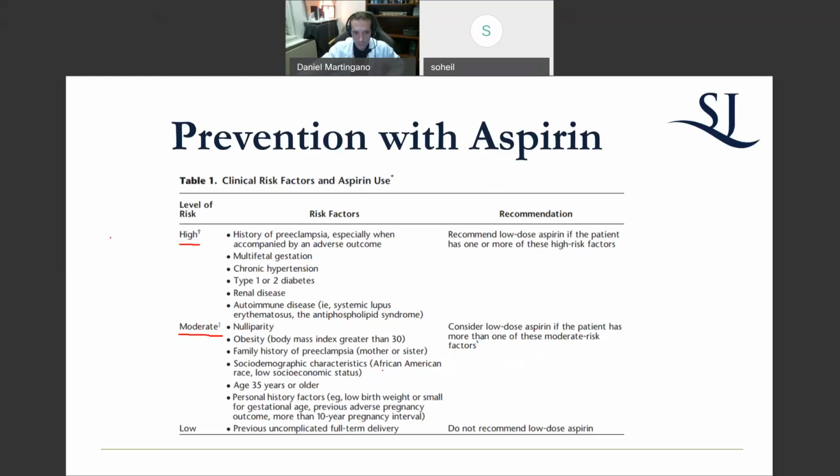Okay. But you can appreciate if you look at the moderate risk factors, age greater than 35, African American race, low socioeconomic status, history, obesity. I mean, this is like the majority of our patients here at this clinical site. Nulliparity. So, I mean, most patients rule in for at least a moderate risk, which means they're going to get a low dose aspirin. Okay. And obviously, a high risk patient, if they have multifetal gestation, if they have chronic hypertension, because they're set up for superimposed preeclampsia, diabetes, things like this, certainly do it. And that's something that starts around 12 weeks gestational age.